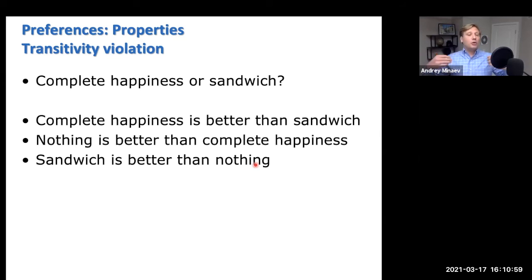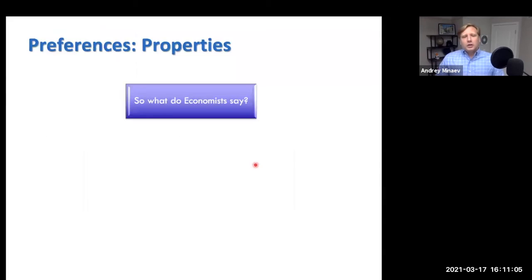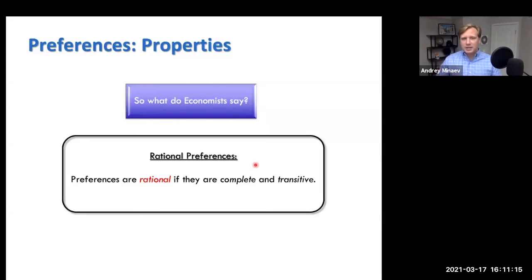And if that is not correct for the preference of our consumer, we say that transitivity is violated. Okay. Good. So these two properties are so important in economics that we even have a term for preferences which are both complete and transitive, and we call such preferences rational preferences. So economists say that preferences of a consumer are rational if they're complete and transitive and nothing else.